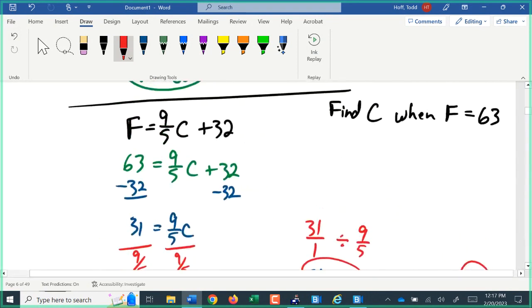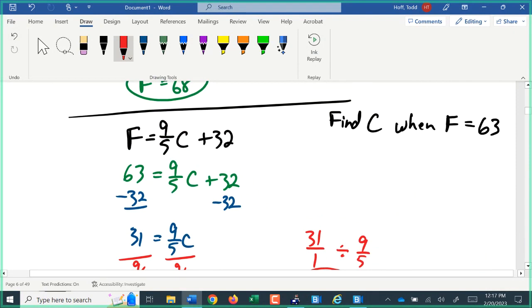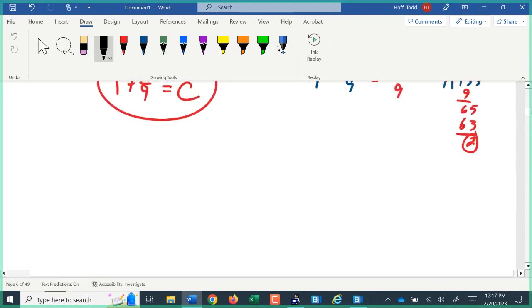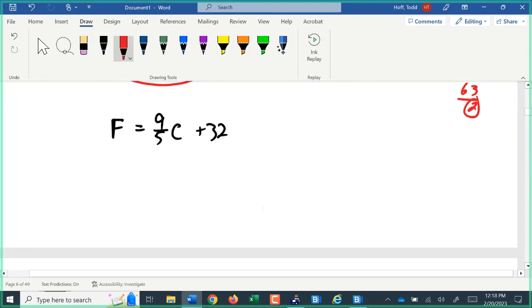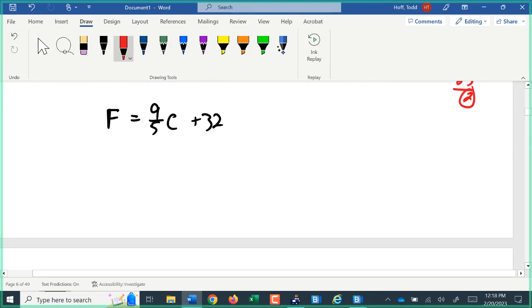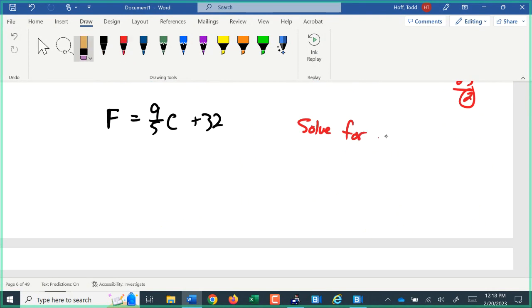that wasn't so bad if we were going to do that once. But if we had several problems where I was going to be given a value for F and solve for C, I would not want to have to go through that process of solving the equation each time. So if I had F equals 9/5 C plus 32, and I was going to have to put in several values for F and calculate C, I would want to solve that for C. I'd want to rearrange it. So what I would do is get C by itself.